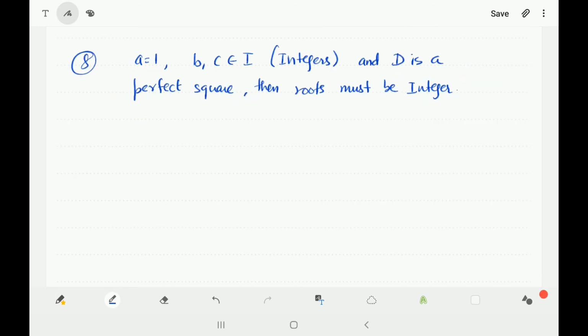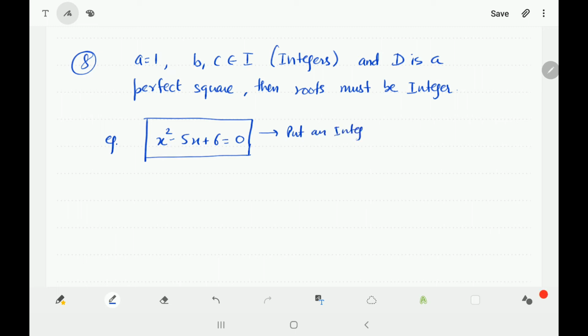Moving on to the next point, if we have a quadratic equation with a as 1 and b, c as integers and d is a perfect square, then the roots must be integers. We can explain this with the help of an example. Let's say I have the example x square minus 5x plus 6 is equal to 0. For a quadratic equation to have integral roots, the coefficients must be integers, because if you put an integer in this equation, then only if the coefficients are integers will it become equal to 0.